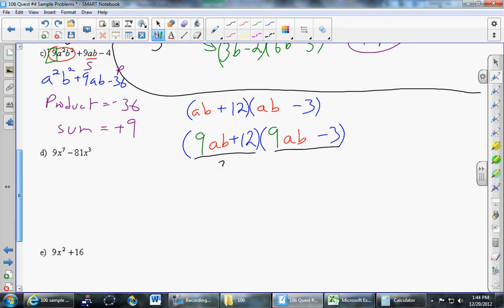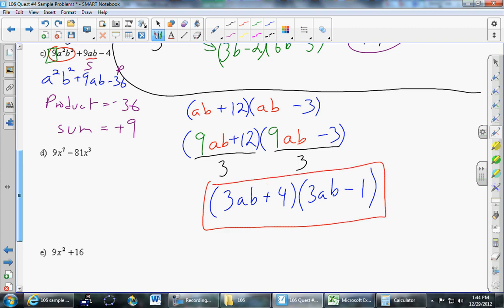So both of these guys are divisible by 3. Both of these guys are also divisible by 3. So when all is said and done, we end up with 3 goes into 9 3 times, copy AB. 3 into 12 is 4. 3 goes into 9 3 times, copy the AB. 3 into 3 is 1, copy that negative sign. And I think we're done here.